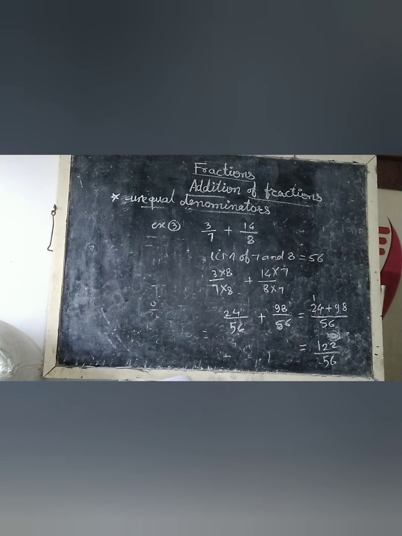Now the simplest form is possible here. 56 and 122 are divisible by 2. So it will be 28, 2s are 56 and 61. 28 twos are again 56, so I am writing the answer here: 2 integer 5 upon 28. 28 twos are 56 plus 5, 61 upon 28.